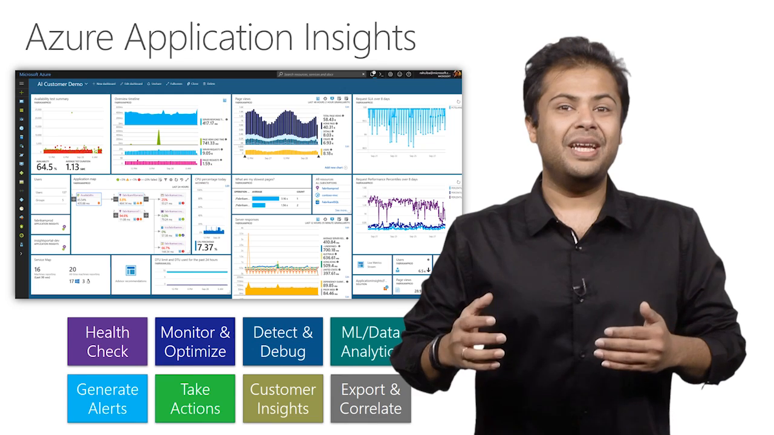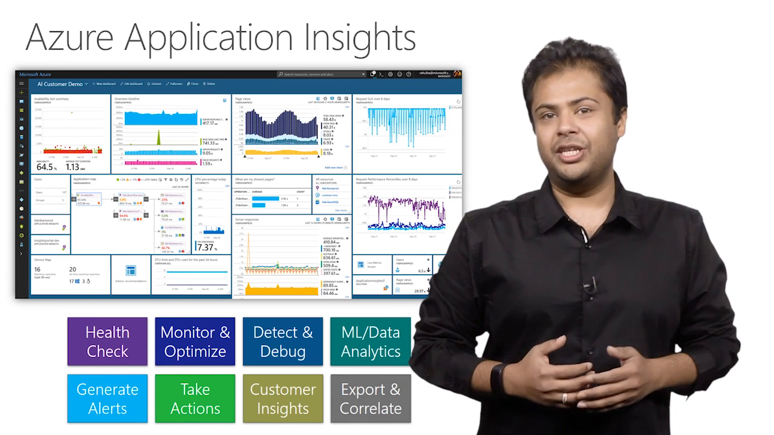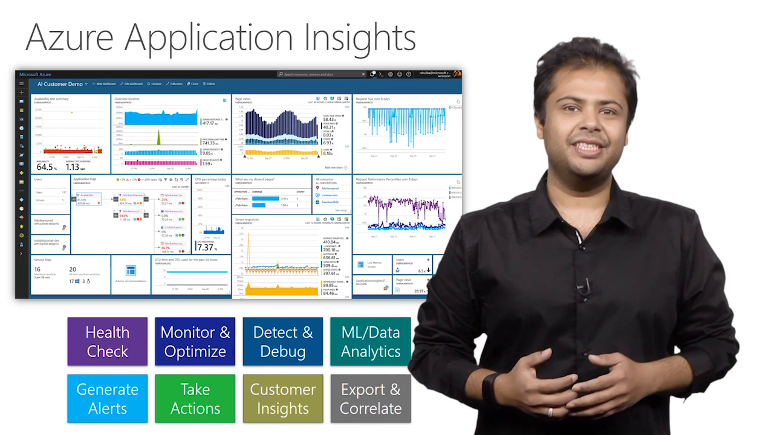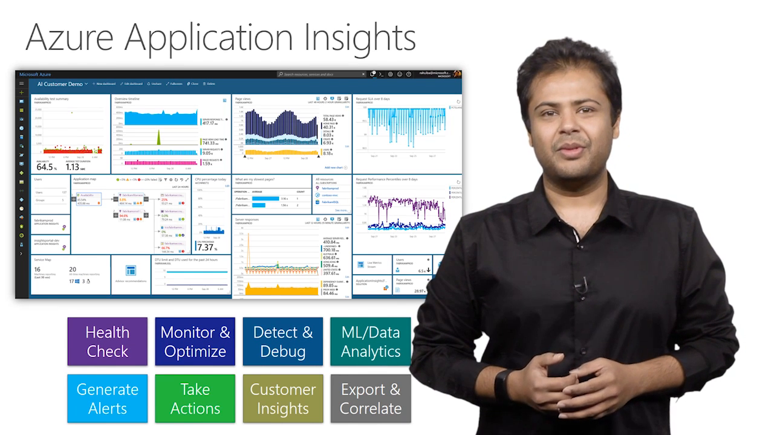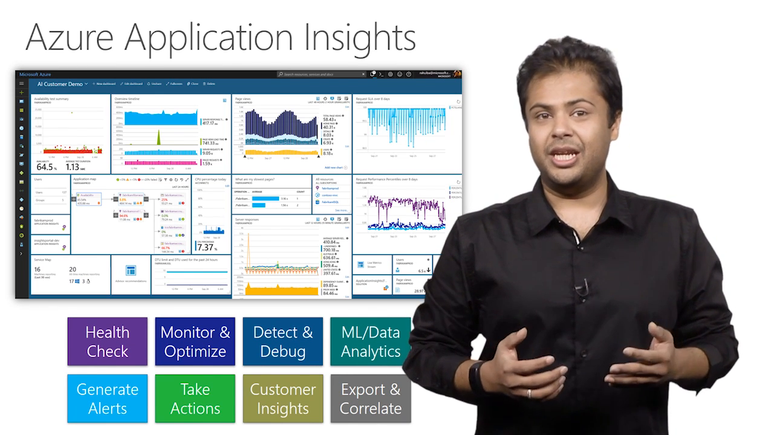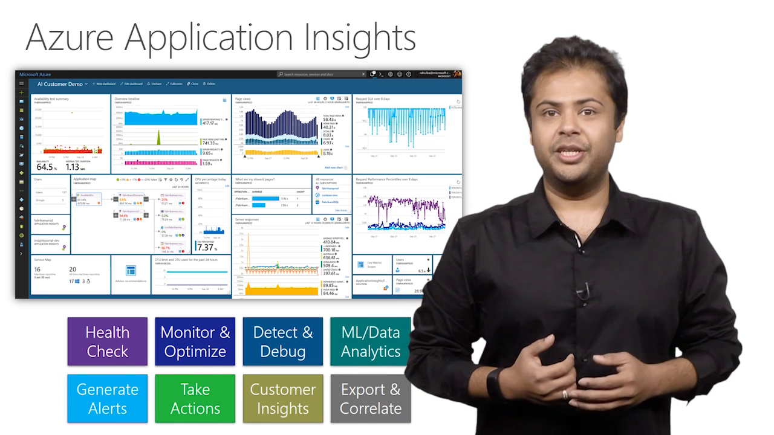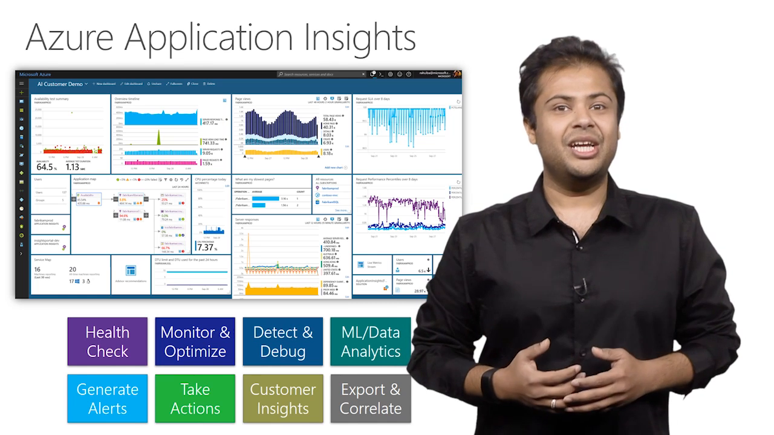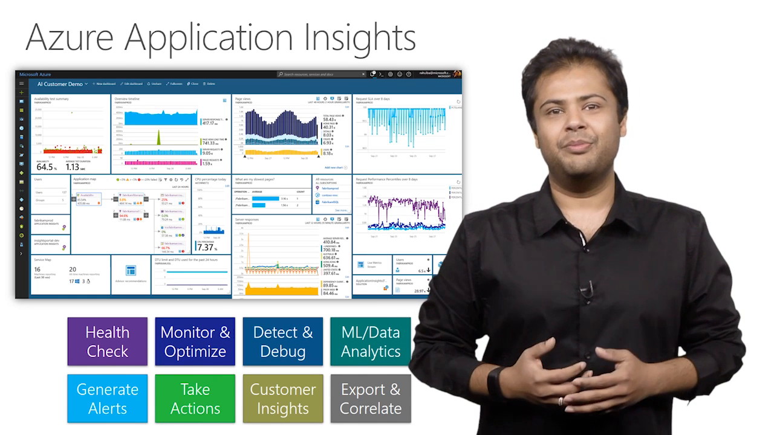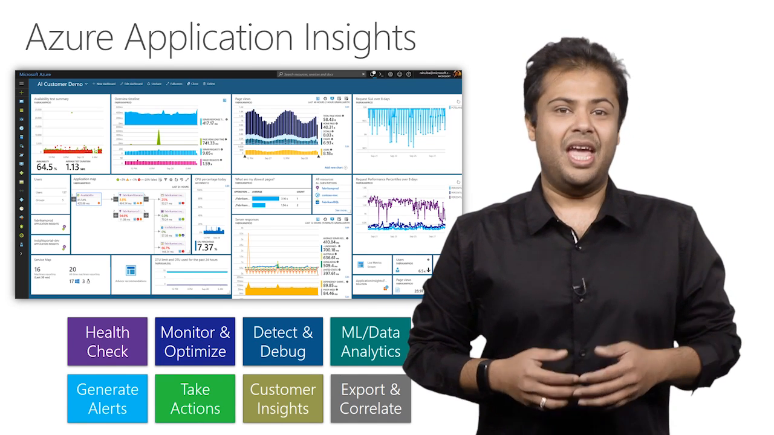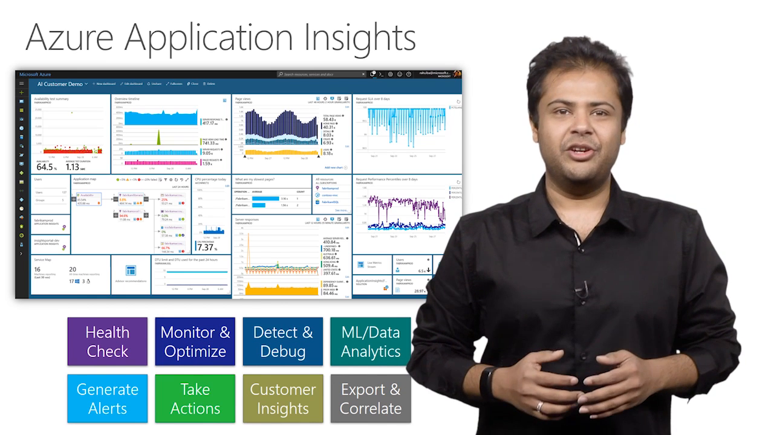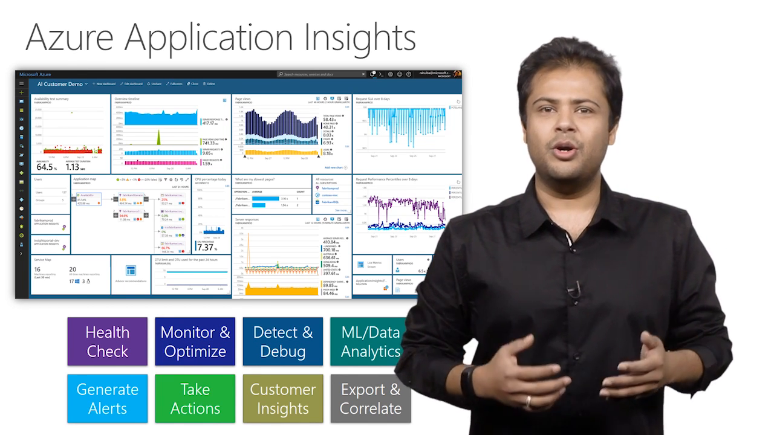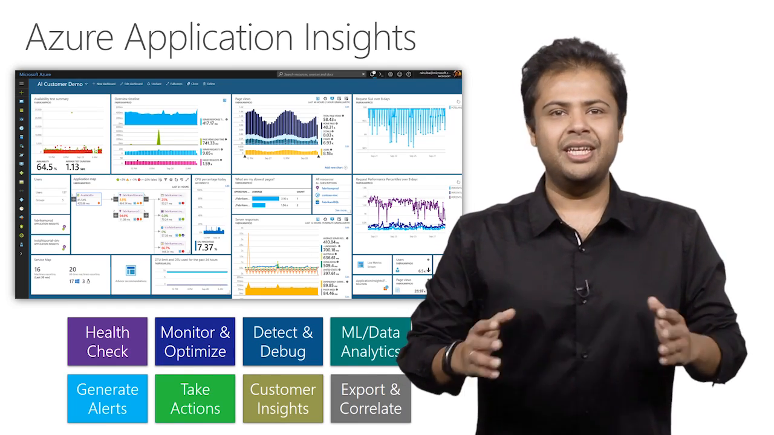Also, you can run big data analytics queries over your telemetry, where machine learning can help you with root cause analysis and pattern detection. You might want to operationalize with triggered alerts and automated actions. You can even get customer insights and understand your user behavior for better product decisions. And finally, all of your telemetry or queries can be exported to blob storage, Power BI, or via REST APIs for any custom processing.